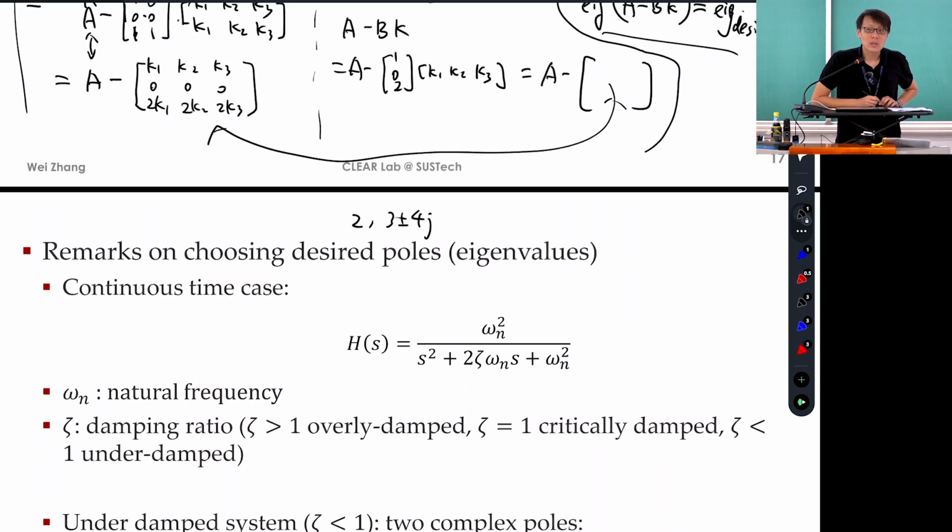But what is a good eigenvalue? Do you know it? As we mentioned before, for discrete time system, the smaller the eigenvalue is, the better, the faster it converges, because it's exponential, okay? So can I make it as small as possible? Yes. Why not?